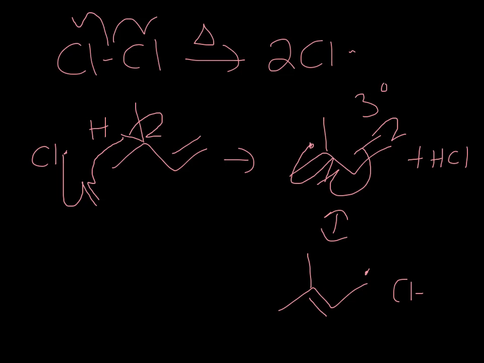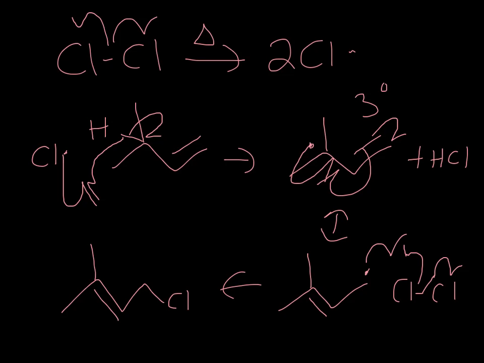So when my chlorine atom is abstracted and it runs into this intermediate, then I end up getting chlorine substitution at the end. So more than one product is possible, and in many cases more than one product is observed.